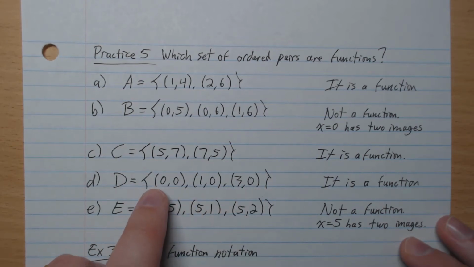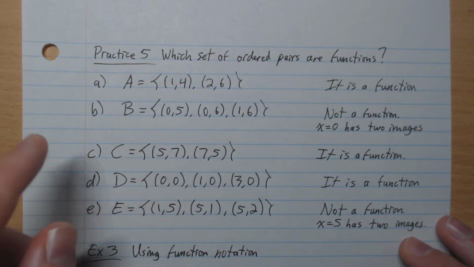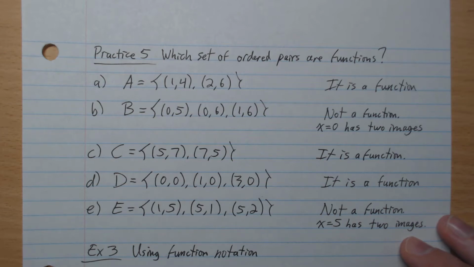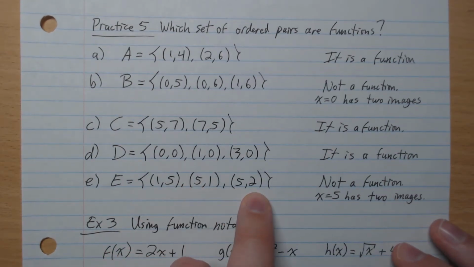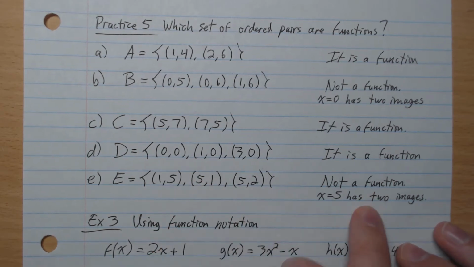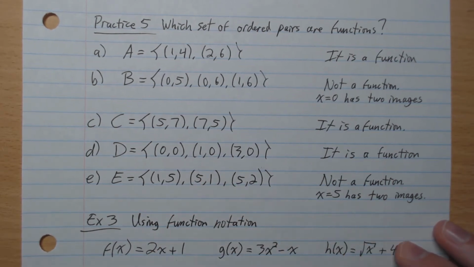It's about how many domain values are going to multiple images. That's the problem. Right, so E like this, we have 5 being sent to 1 and 5 being sent to 2. So that's a problem. It is not a function. 5 has two images.